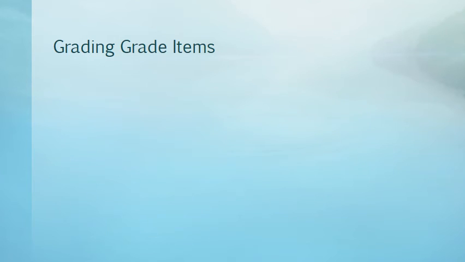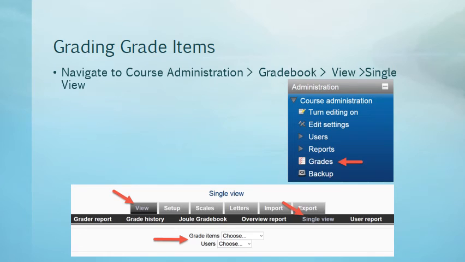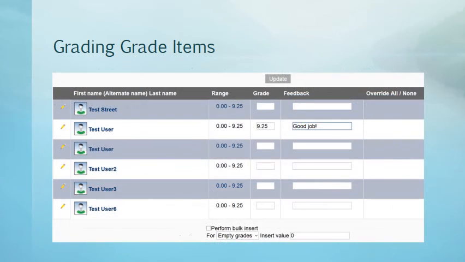To grade a grade item, you'll need to go to the gradebook itself by navigating to Course Administration, Grade. Under the View tab, select the Single View. Navigate to the grade item you wish to grade. Type in the grade the student received and any feedback you'd like to give them.